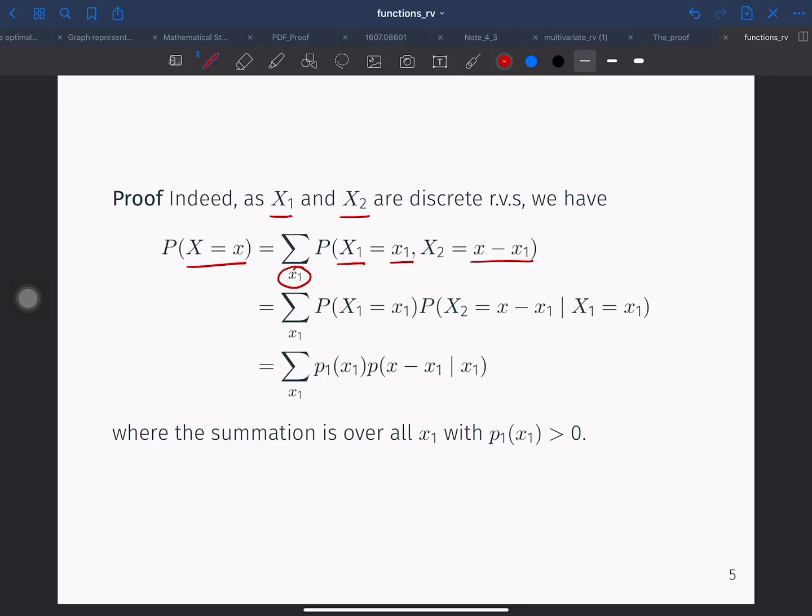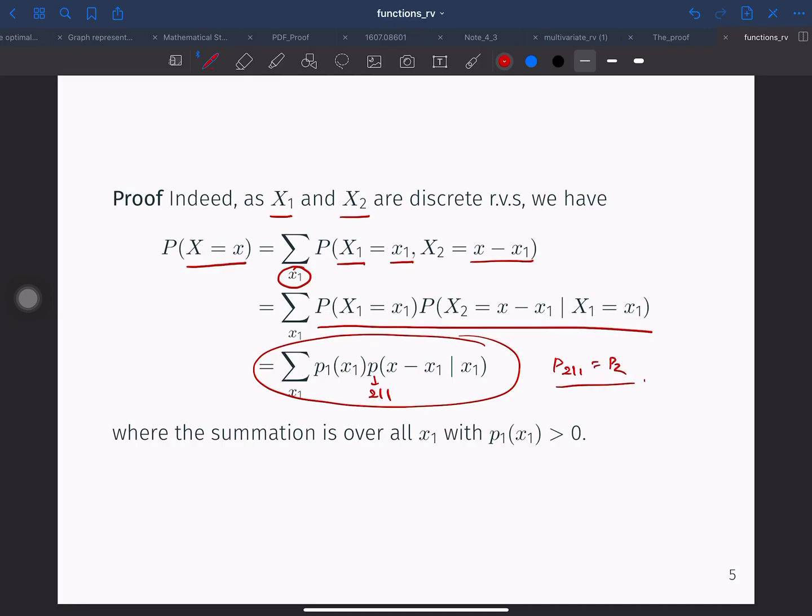And then I could move this out by using conditional probability, and then using this as P2, which is now the formula that I claimed earlier. And then once again, in the case of independence, I have what I said before.